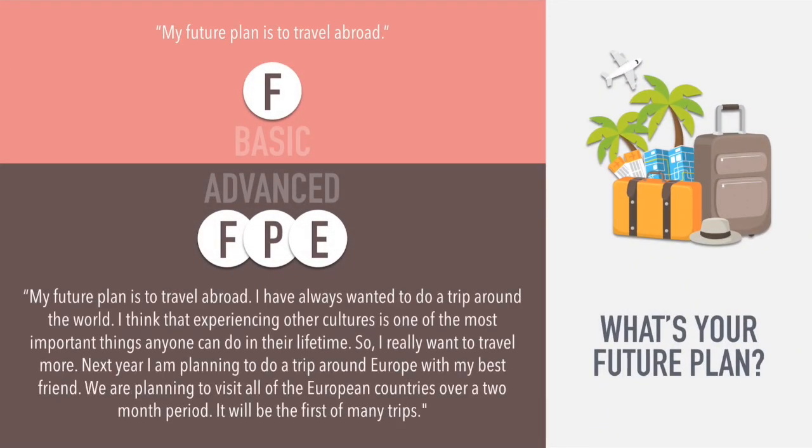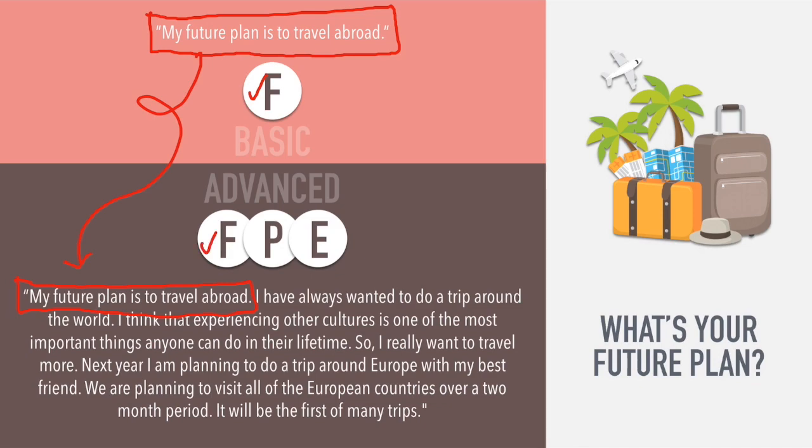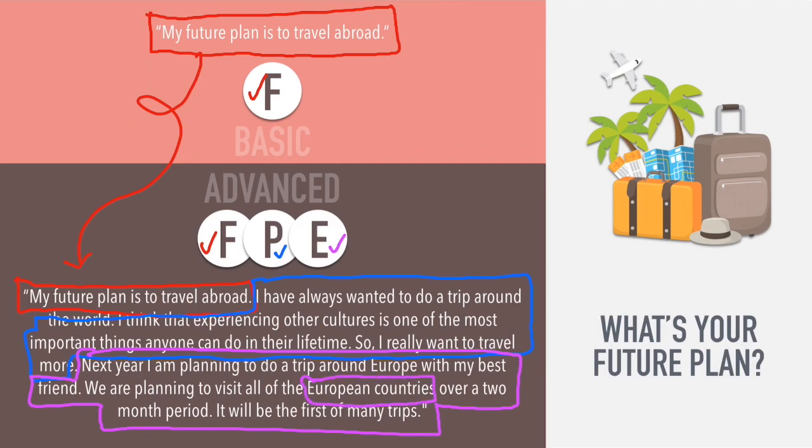So my basic response was, my future plan is to travel abroad. That's a fact. And it becomes the foundation of my advanced English response. And now, after we check that, we move on to the proof, which is this section right here. Okay, remember, again, I stated before, it's up to you how many sentences you want to use for each. And for my example, I talked about next year, my plan with my best friend to go to European countries. All right. So that's the comparison between the basic and the advanced English response.